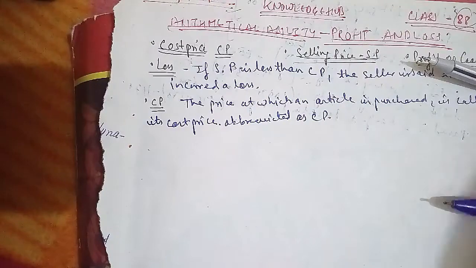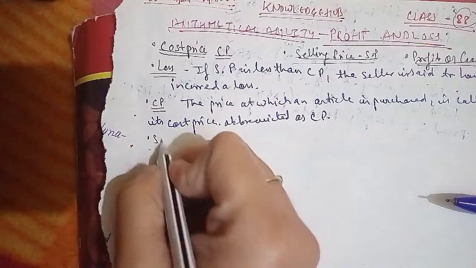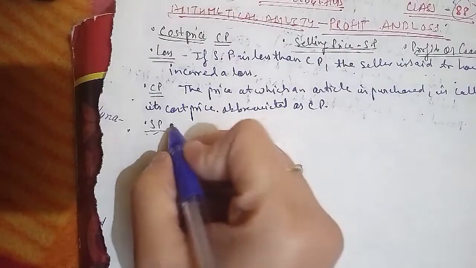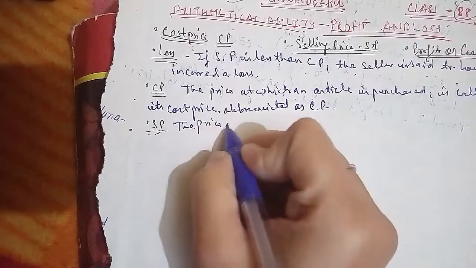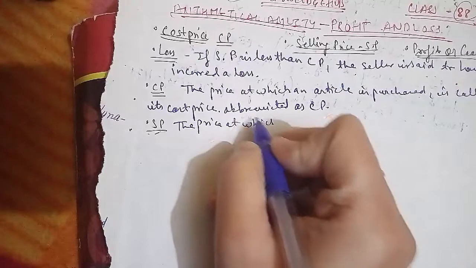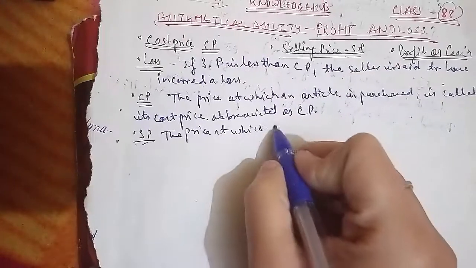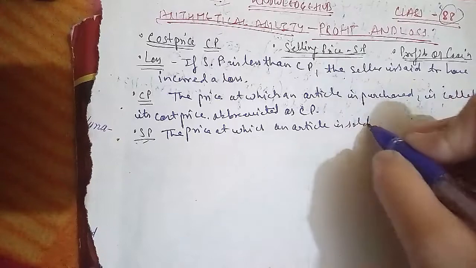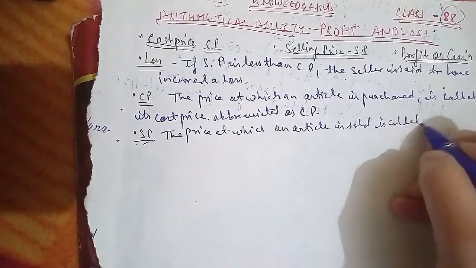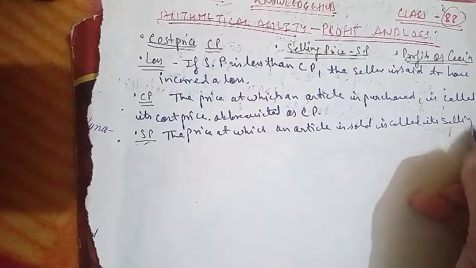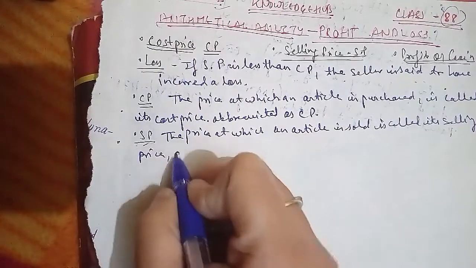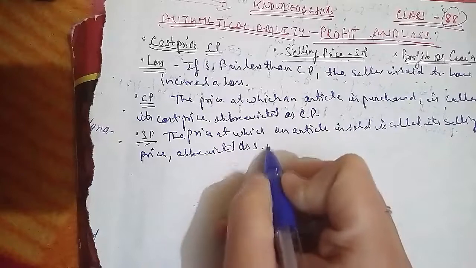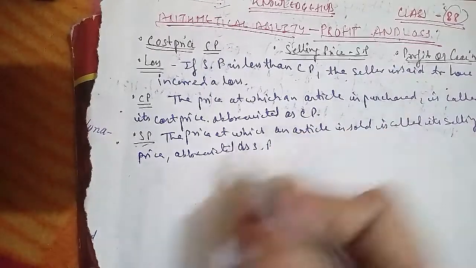Now we'll talk about the selling price, that is SP. It states that the price at which an article is sold is called its selling price, abbreviated as SP.